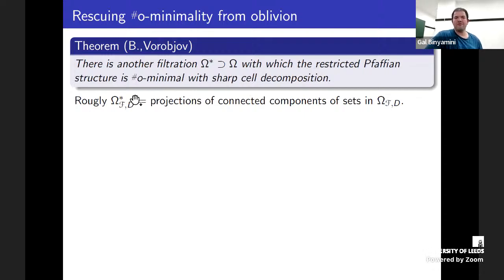Roughly, this new filtration is that we take the old filtration of Gabrielov and Vorobyov, and then we take the sets there, we take their connected components and their projections, and all of these sets will be defined to have format F and degree D with this new filtration. And it turns out that when you do this, you get a filtration that satisfies these axioms that I listed before.